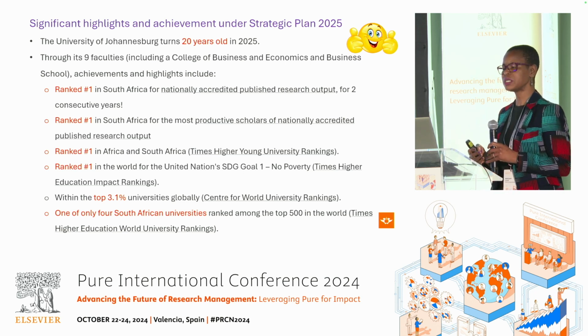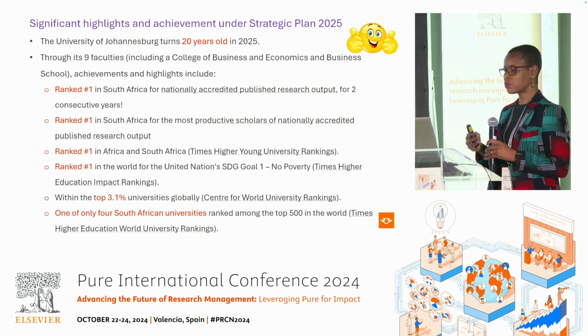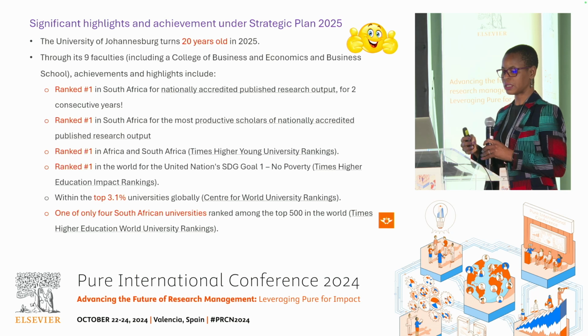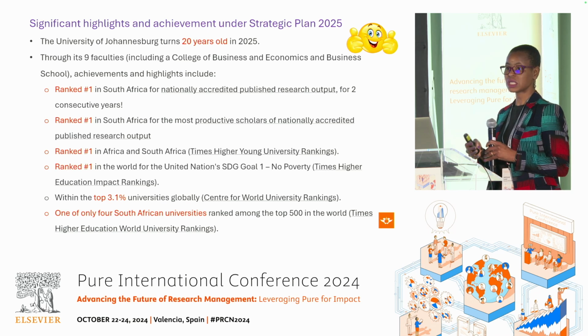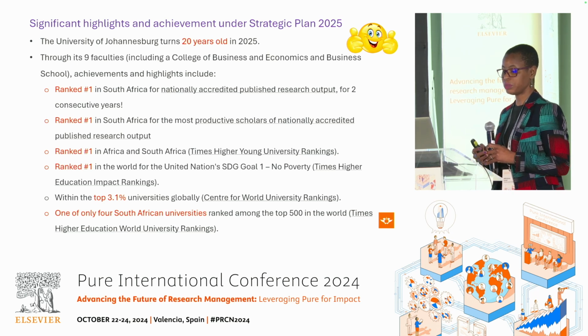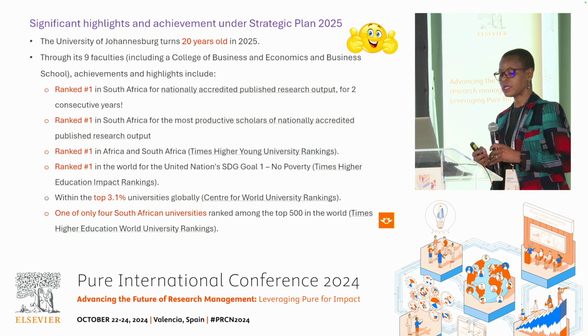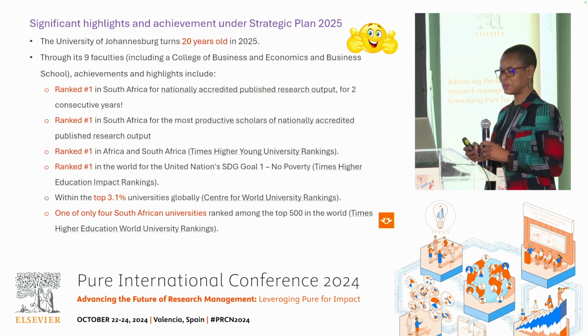We also participate in a lot of the university rankings, and we're proud of all of our accomplishments, right? But the one that really resonates is where we were ranked #1 under the United Nations Sustainable Development Goal 1 for no poverty. Given the context of our country, with high unemployment rates and poverty levels, this was quite a big achievement for us. And we are, of course, one of only 4 South African universities ranked in the top 500 in the World Times.